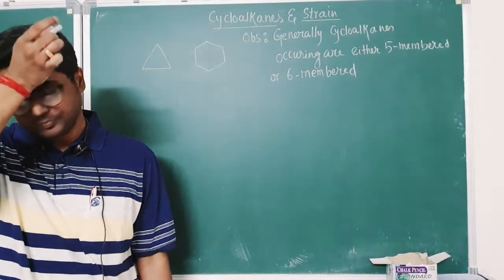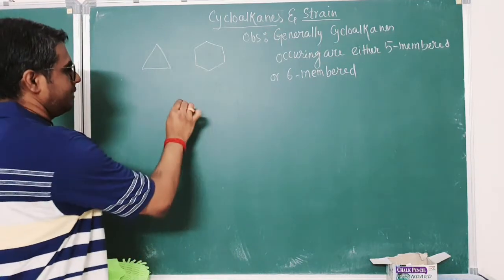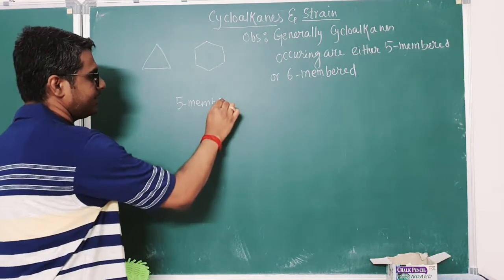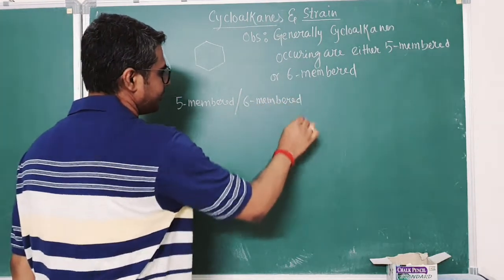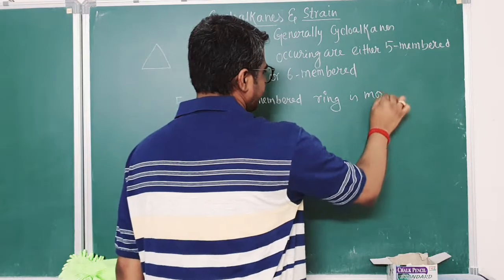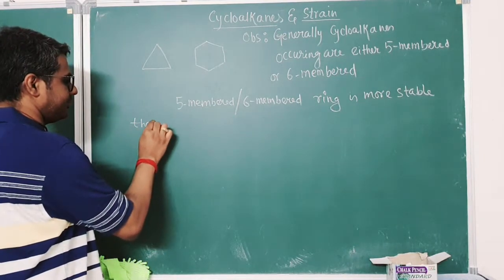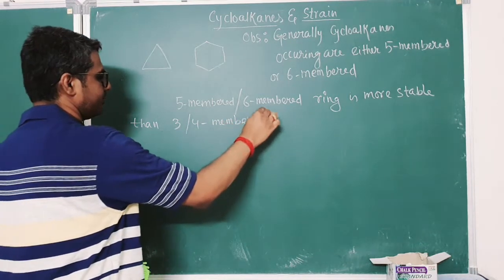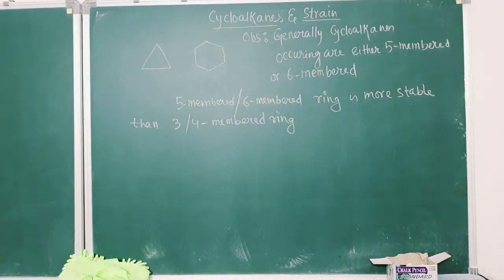So why was this so? From this we could have concluded that a 5-membered or 6-membered ring is more stable than a 3 or 4-membered ring. So that is why 5-membered or 6-membered rings are much more in number than 3 or 4-membered rings.